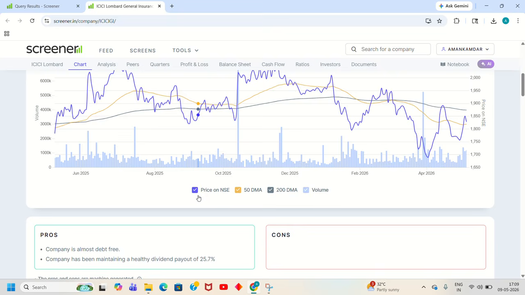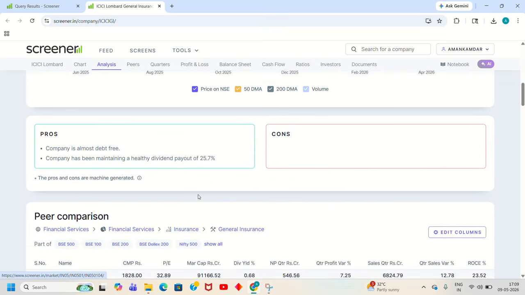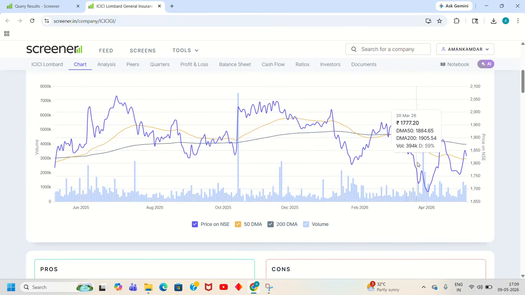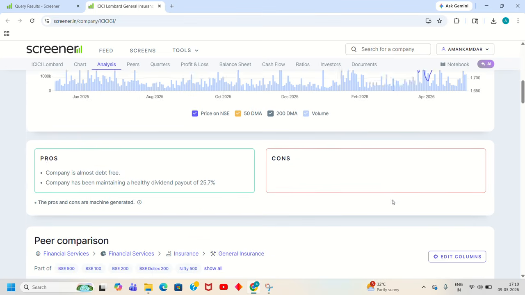So now in the price we can also see that yellow line represents 50-day moving average and a black line represents 200-day moving average. So the line is the current price is slightly above the 50-day moving average, but lesser than that of the 200-day moving average as the criteria that we had entered in the filter.